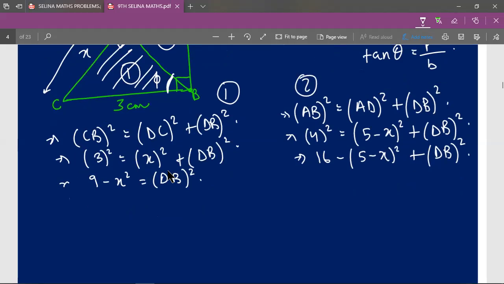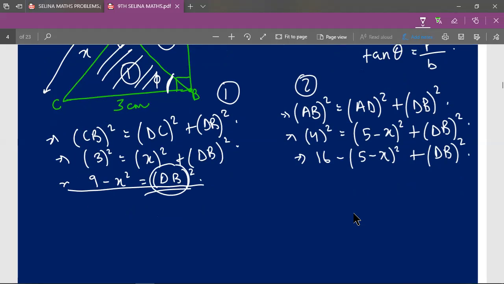Then furthermore, we simplified it further. The 3 whole square becomes 9 and x whole square becomes x square. 9 minus x square. Why? Because x square from the RHS came to the LHS and obtained a negative sign. So this is the formula, the Pythagoras theorem for the base for the first part of the triangle.